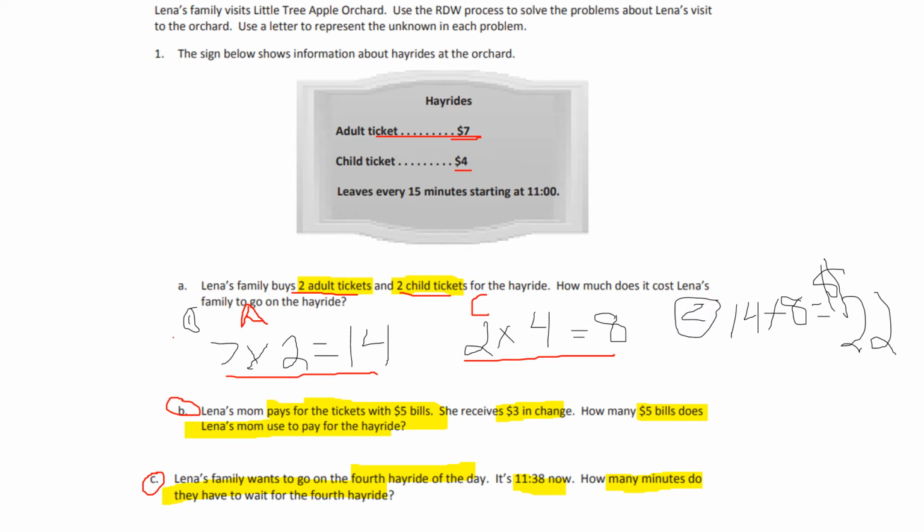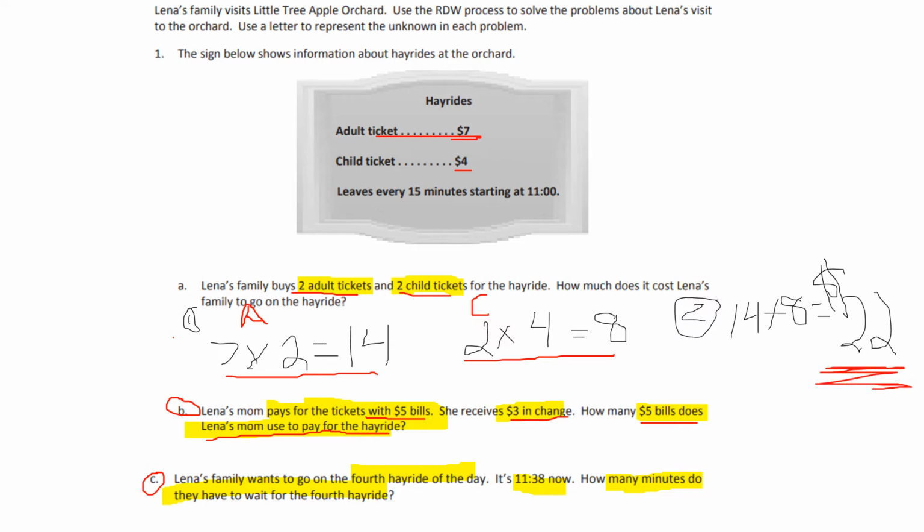So for B, Lena's mom pays the ticket with $5 bills. She receives $3 in change. How many $5 bills does Lena's mom use for the hayride? So count by 5s. Remember, you're going to need to get bigger than 22 most likely to get change because 22 is how much she needs to pay.